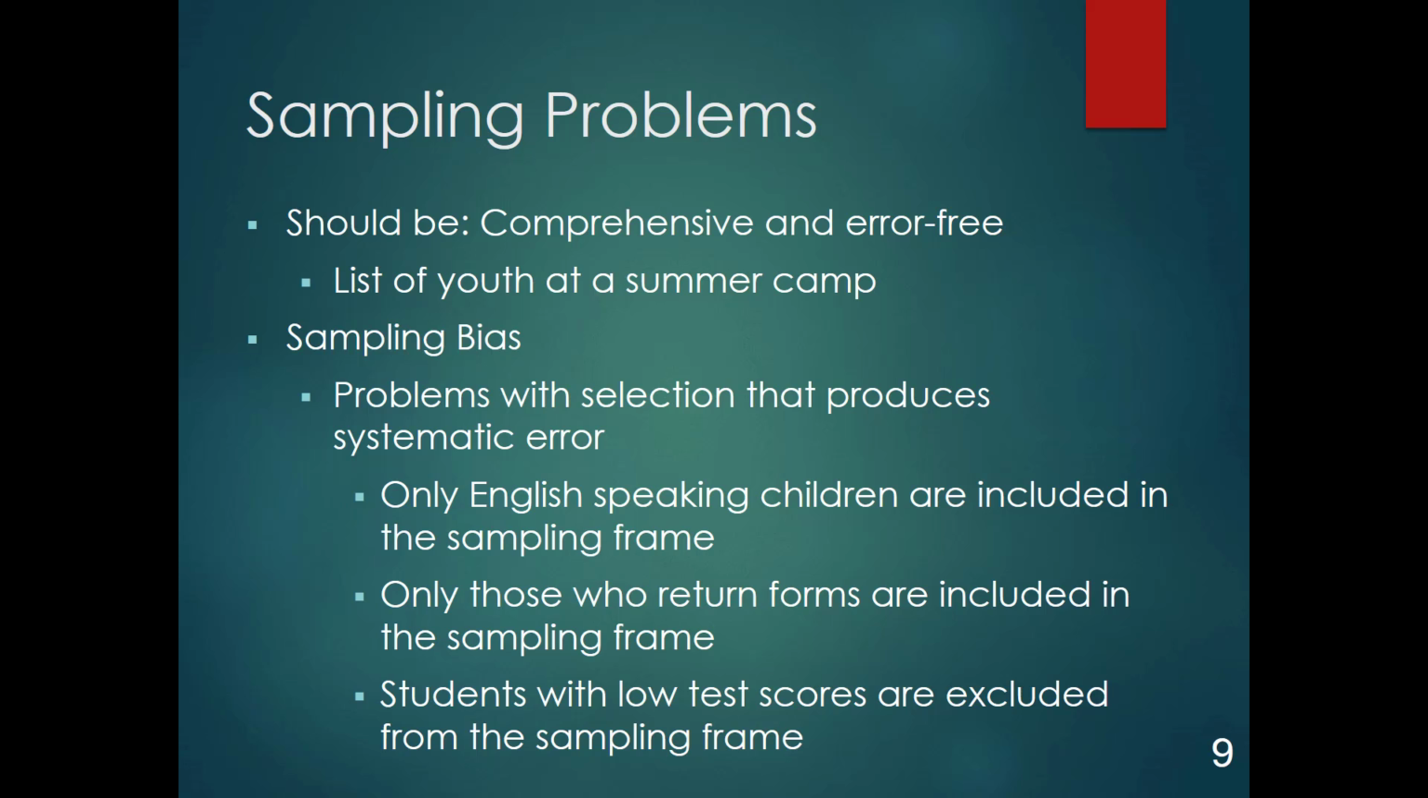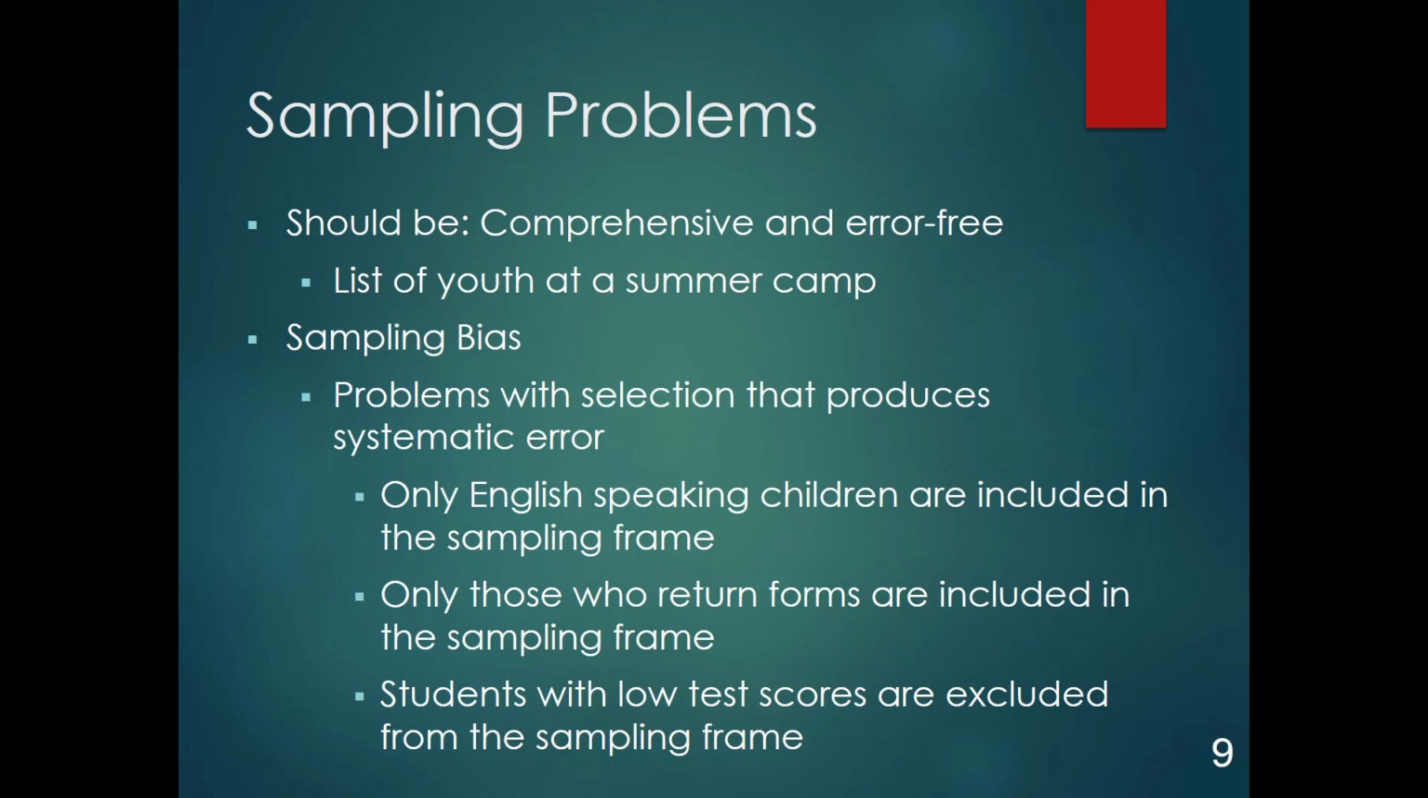Okay, so you can run into some sampling problems. We talked about how the sampling frame should be comprehensive and error-free, like, for example, a list of youth at a summer camp or a list of students in a school district. However, if you're missing students because they're new to that school district or the list may not be updated yet, then you may run into what we call sampling bias.